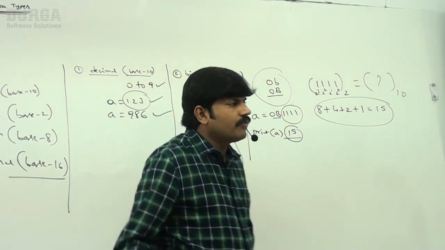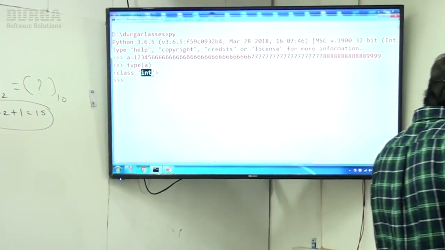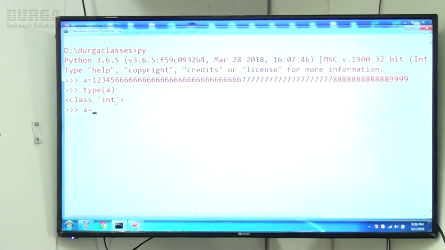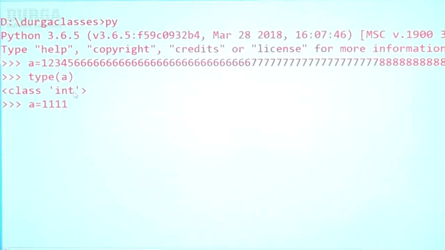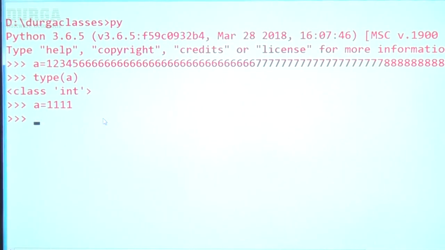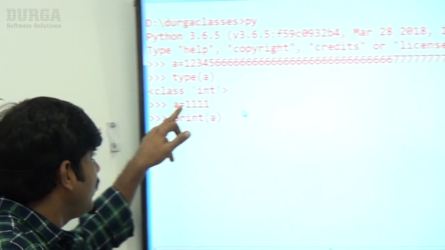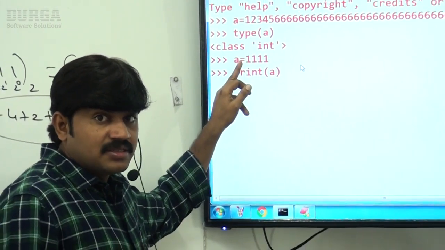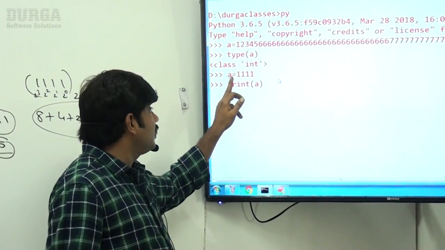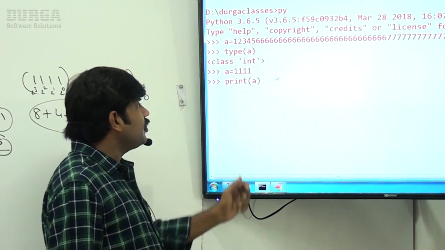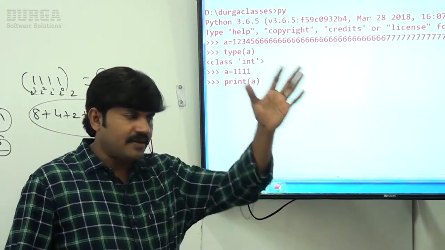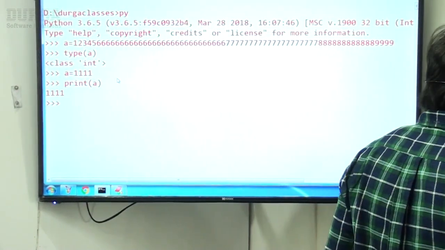Now let me go for that. Have a look once. I am taking a = 1111, like this. Print of a. Can you please confirm, is it treated as decimal or as binary? It is decimal, which means base 10 only. The value is 1111. If you want, have a look once. What answer are we getting?